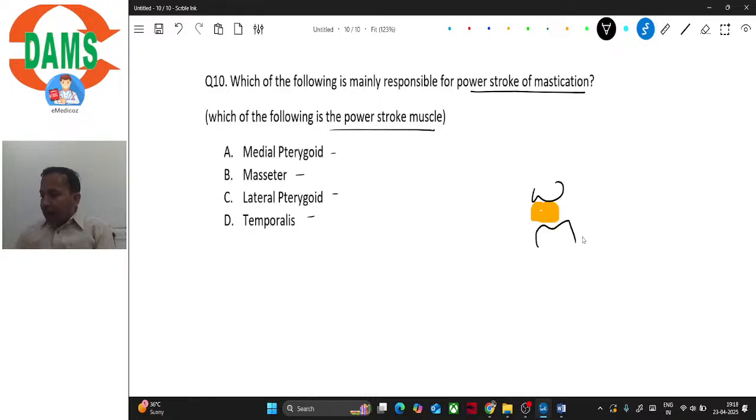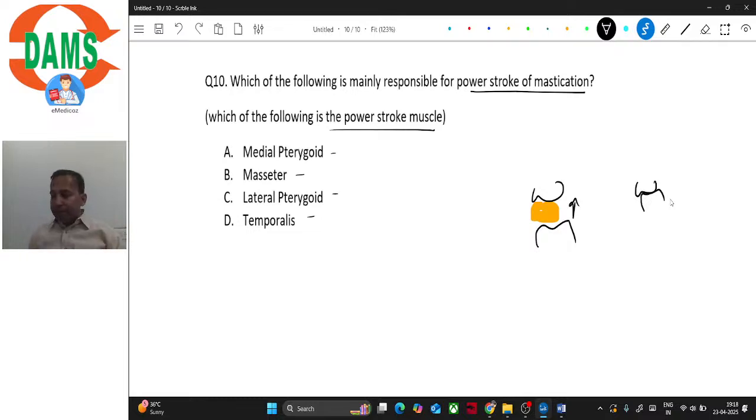This, let's say, is the mandible. So when there is first contact, from here till the teeth come into the interocclusal contact, that is the power stroke, right? So from the first contact till the interocclusal contact, that is the power stroke. This is the time when maximum force is applied.